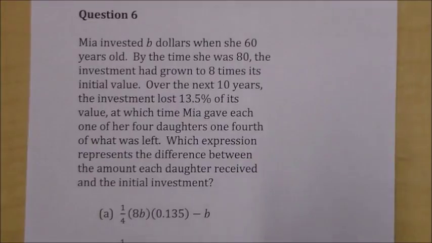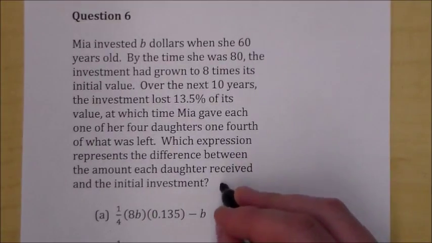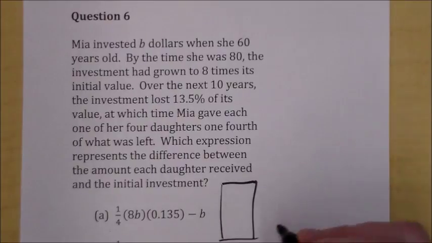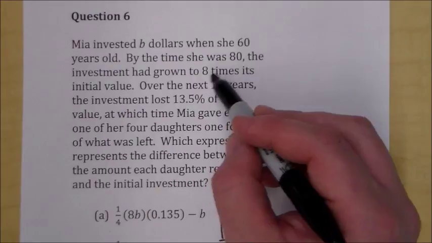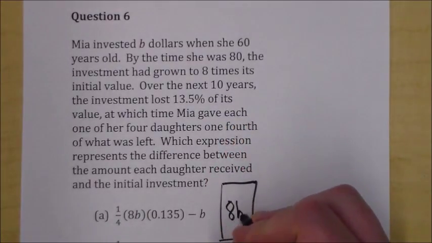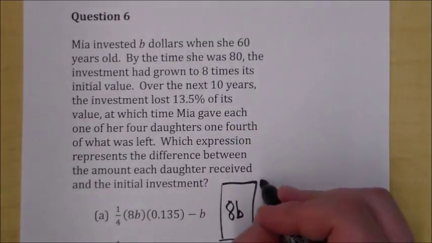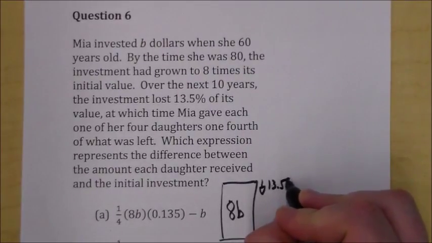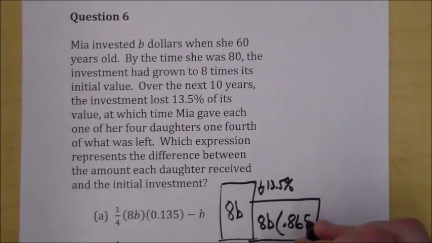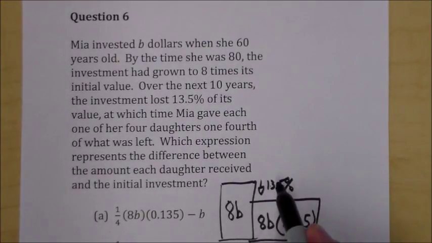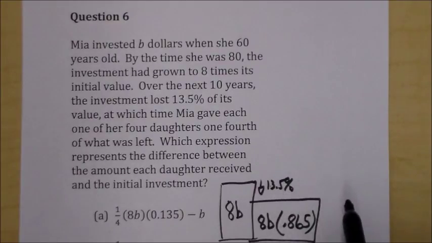Okay, so we have to find out how much each daughter received. And to do that, let's just start at the beginning. You invest B dollars, and then over 20 years it grows to 8 times that, so you have 8B. Next, it loses 13.5%, which means the remaining amount is 8B times 0.865, right? Because that's like 86.5%, which is 100% minus 13.5. Okay, so there we're good.